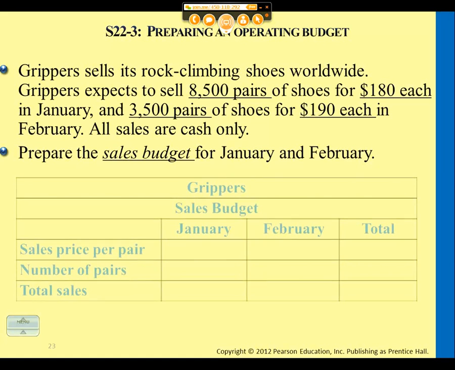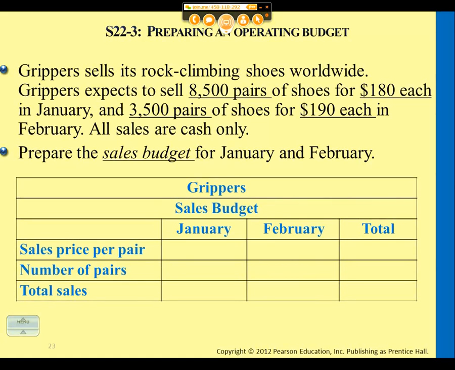It's missing something. Here. That's a full picture. All right. So we have a seller who is a rock climbing shoe producer. They expect to sell 8,500 pairs of shoes for 180 each in January and 3,500 at 190 each in February. Sales are cash only. We want to prepare a sales budget.